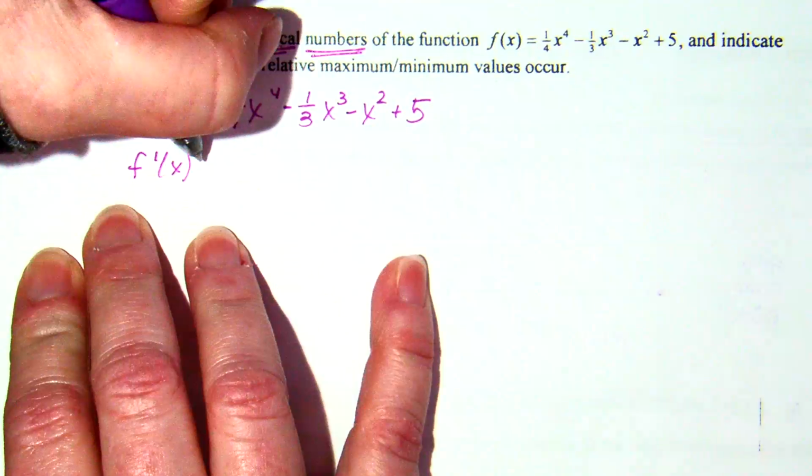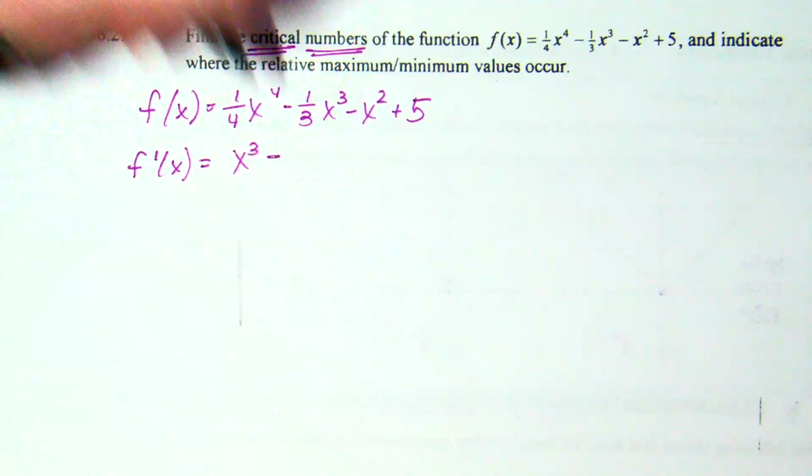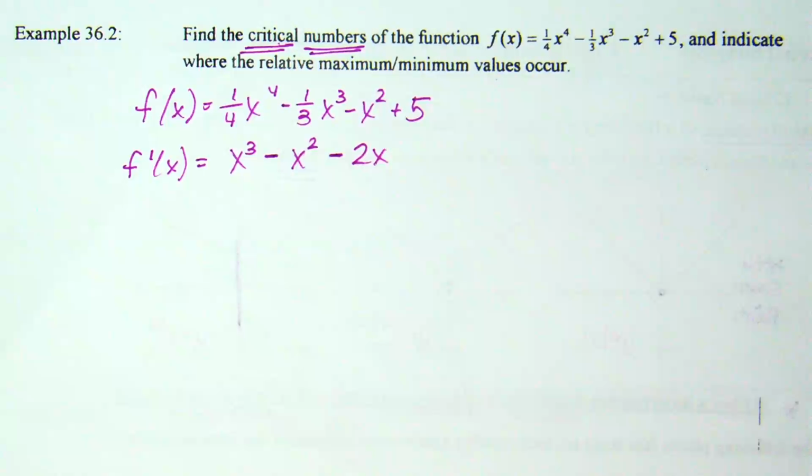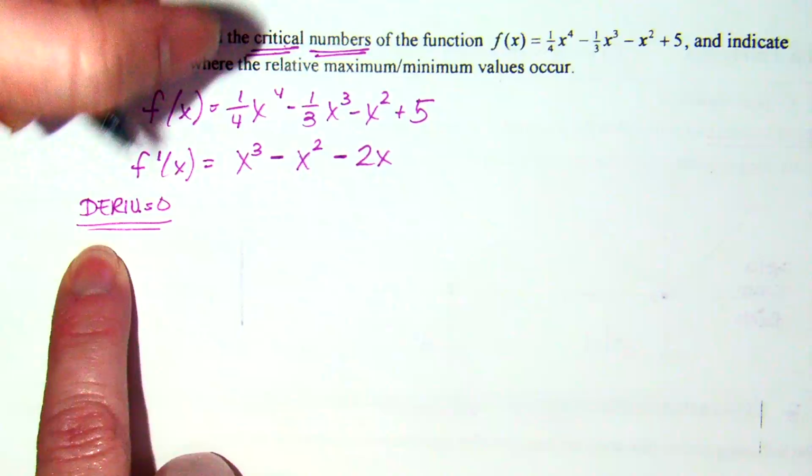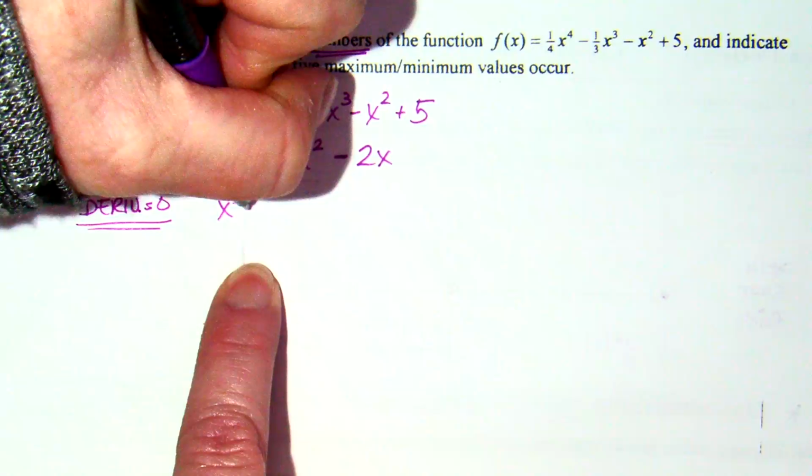So 1/4 x to the 4th, x to the 3rd, minus derivative of 1/3 x to the 3rd, x to the 2nd, minus derivative of x squared, 2x, plus derivative of 5, 0. What do we do with this derivative? Set it equal to 0. Again, every time critical numbers, think derivative equal to 0.